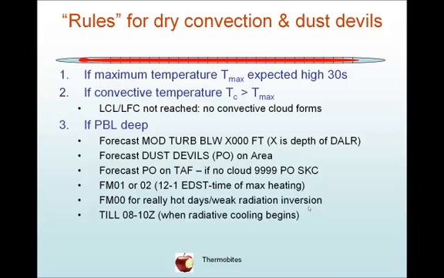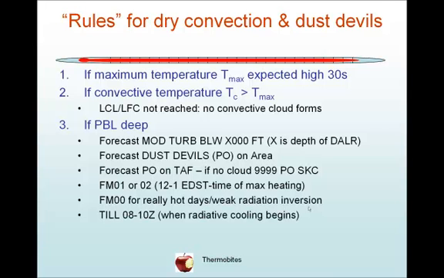The planetary boundary layer, remember, is the depth through which you have this dry turbulent motion happening, and if it's deep, then for the area you'll forecast mod turb below X thousand feet, where X is the depth of the dry adiabatic layer. You can also forecast dust devils, PO, on the area.